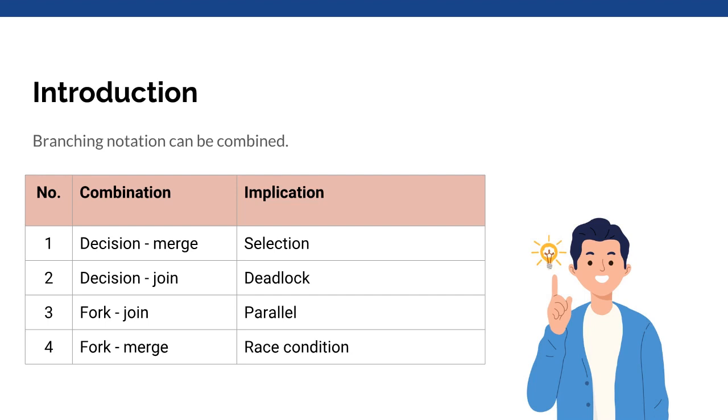The second combination is decision join. This combination will result in deadlock during the activity execution. Then, the third combination is fork join. This combination represents parallel execution, which will run without any problem. Finally, the fourth combination is fork merge. This combination may result in a race condition during the activity execution. We will discuss these combinations one by one.